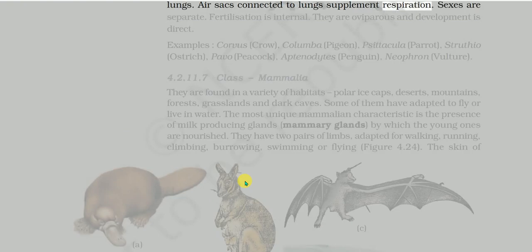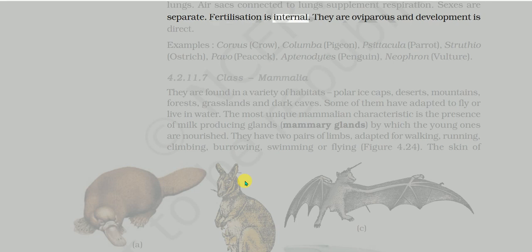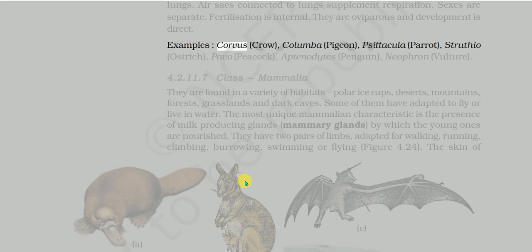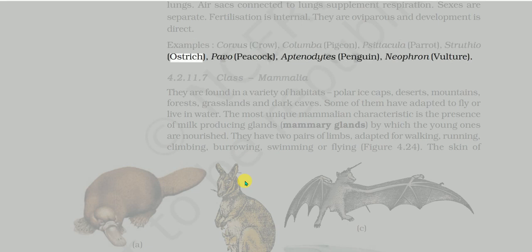Air sacs connected to lungs supplement respiration. Sexes are separate. Fertilization is internal. They are oviparous and development is direct. Examples: Corvus, crow, Columba, pigeon, Psittacula, parrot, Struthio, ostrich, Pavo, peacock, Aptenodytes, penguin, Neophron, vulture.